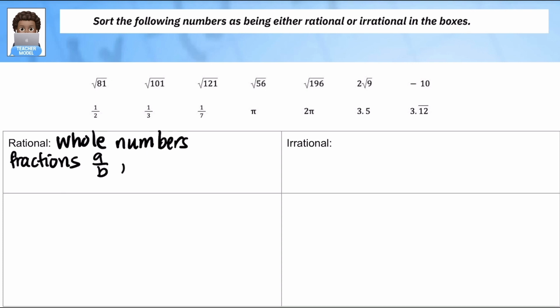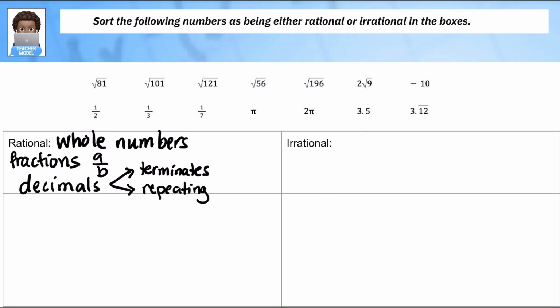Also, for decimals, I'm going to put in the two parts that can be true. If it terminates, meaning it ends, or if it's a repeating decimal. So for example, if I keep on getting 0.3333, if that happens, it's rational. Or if I get one that's like 0.5, that's rational, it ends.